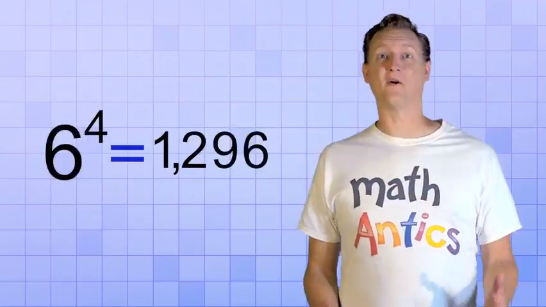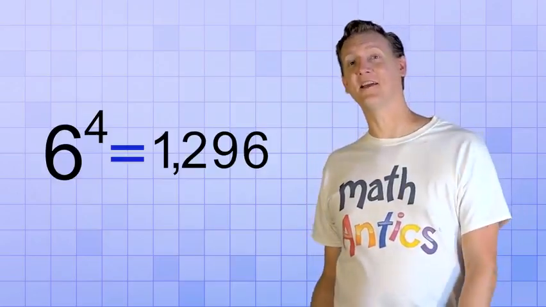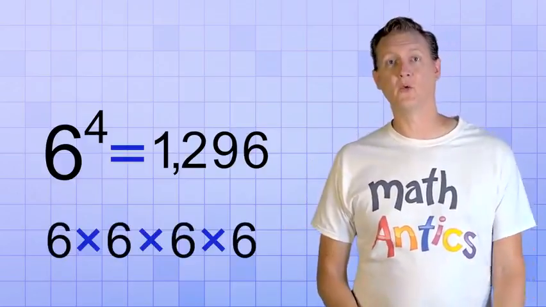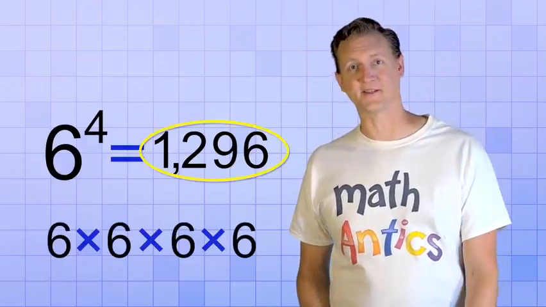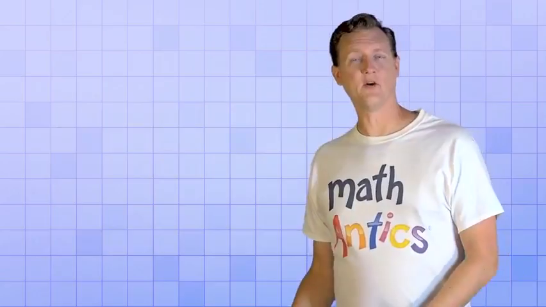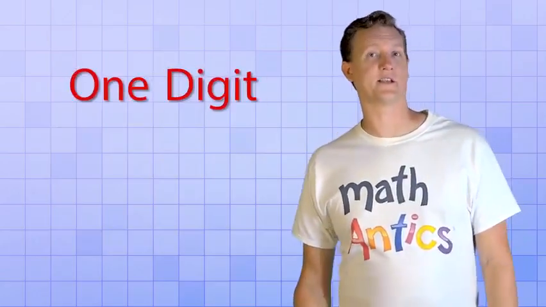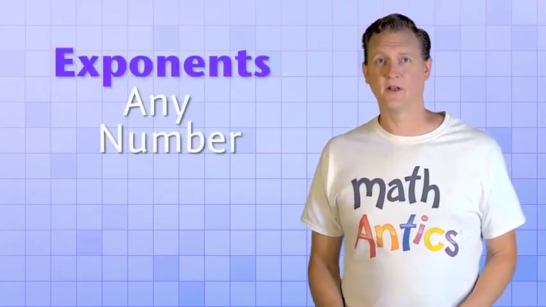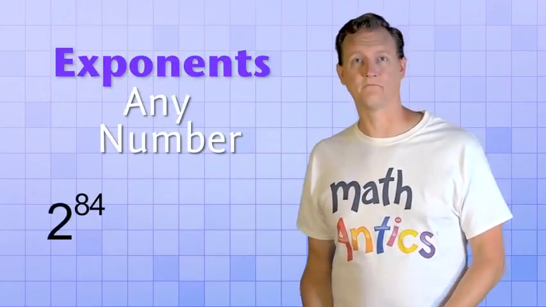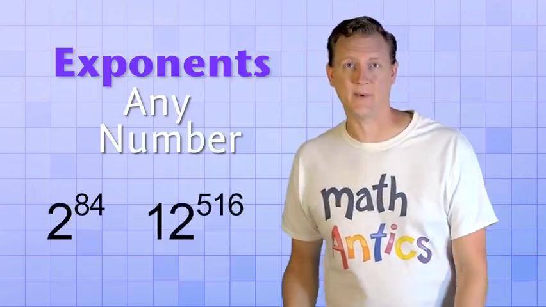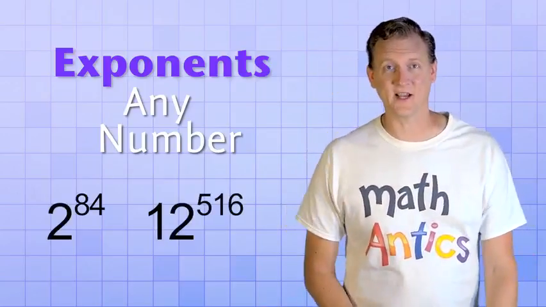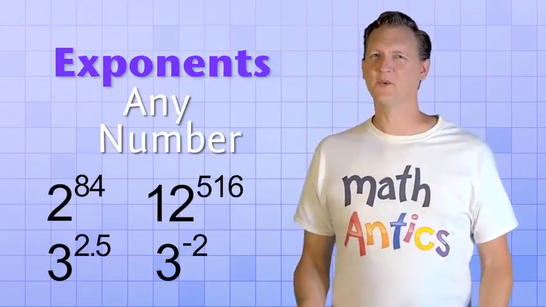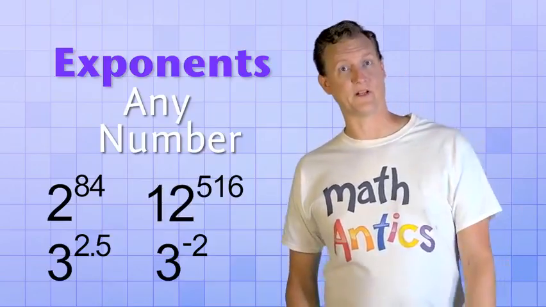1,296. Wow! As you can see, knowing how to do that with a calculator saved us a lot of work. And now we know that 4 6s multiplied together will be 1,296. In the examples we've seen so far, we've only had simple one-digit exponents, like 2, 3, or 4. But exponents can be any number. You could have 2 to the 84th power, or 12 to the 516th power. In fact, as crazy as it sounds, you can even have exponents that are decimals or negative numbers. But we'll save advanced exponents like that for future videos.